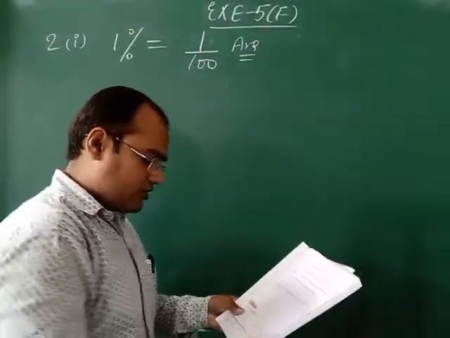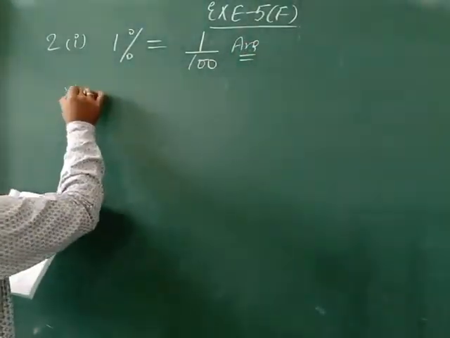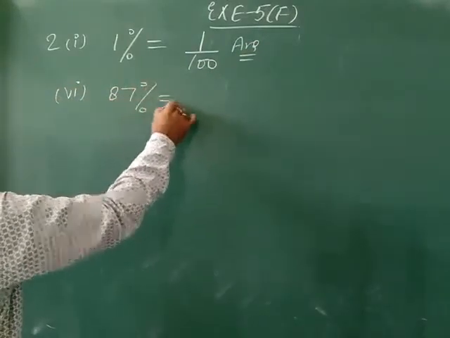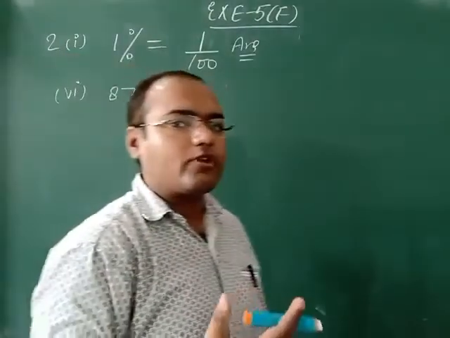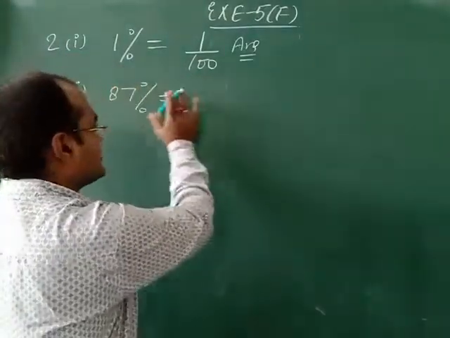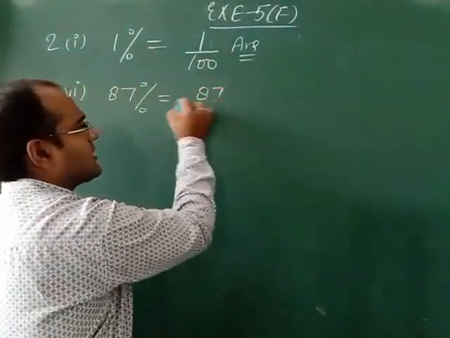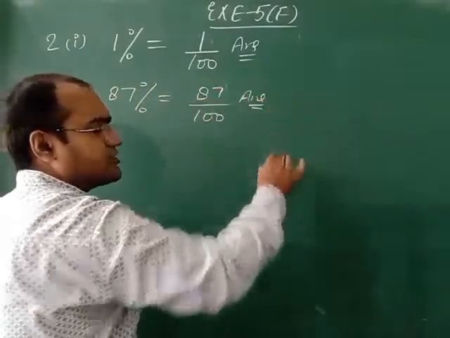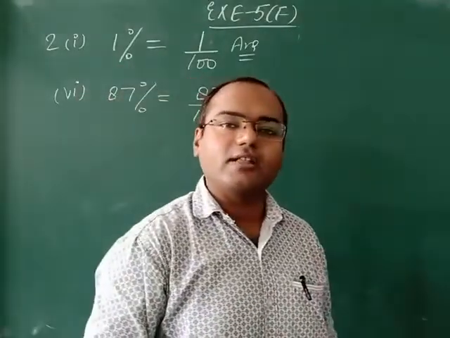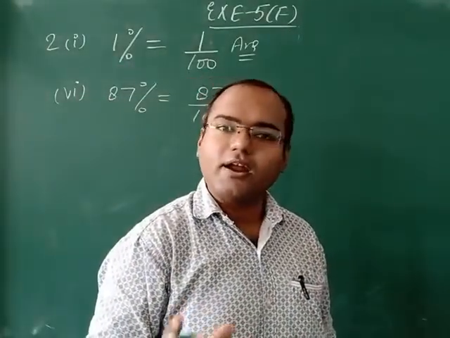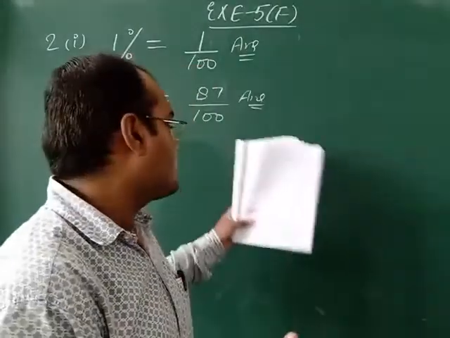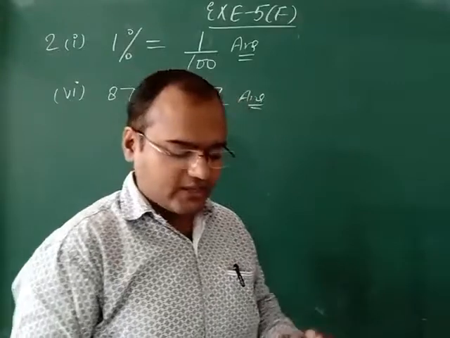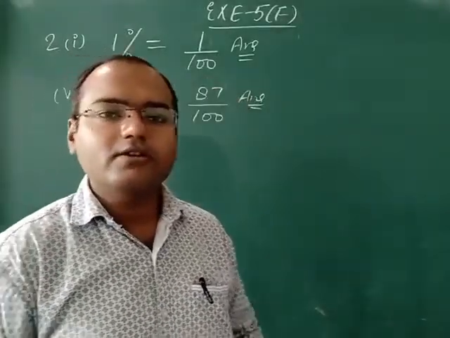Now another part you see, sixth part. Sixth part is 87%. In order to remove the percentage sign, you have to divide with 100. We will remove this percent sign and instead of percent sign, we will take upon 100 and this is your final answer. Because in the question he told we have to bring the answer with the denominator 100. Question में बोला है you have to bring the answer with the denominator 100. तो denominator में हमारा क्या आ रहा है? 100 आ रहा है. So like this you have to do all the parts of question number second.